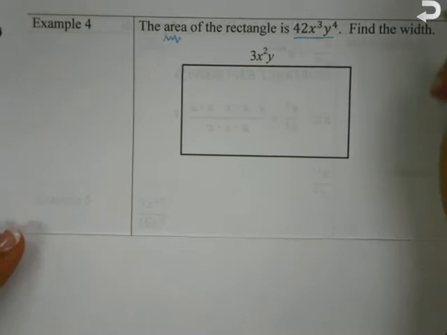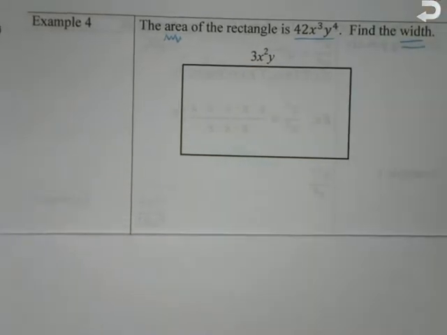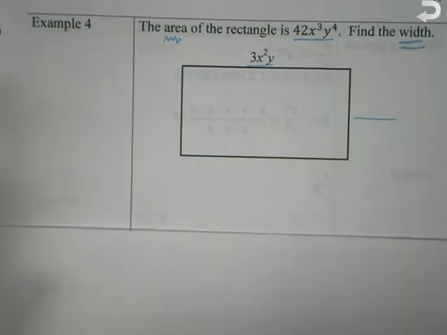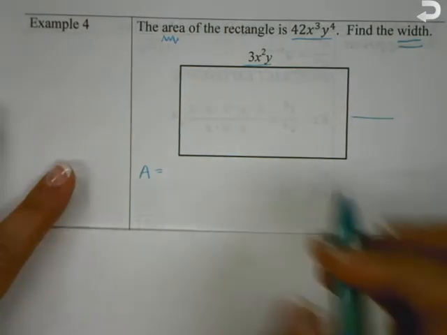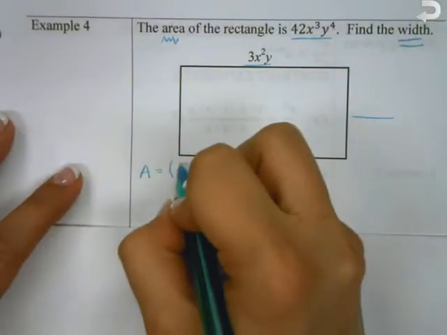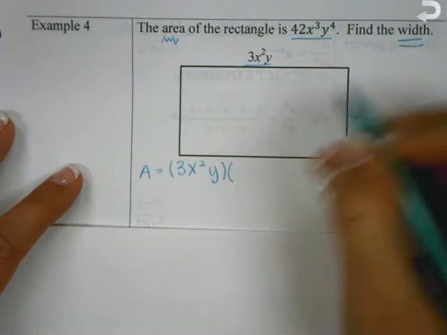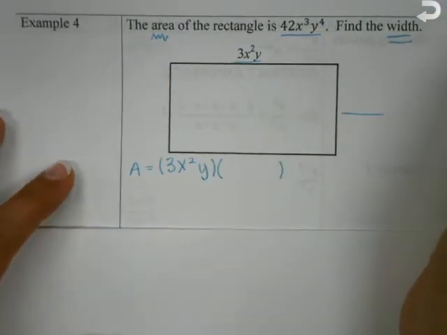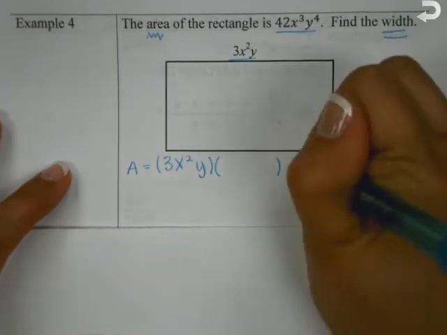Okay, guys. So, they give us the length here. We want the width. What I want you to do, area is equal to length times width, right? So let's write the length in, 3x squared, y, times the width. Let's just leave a blank set of parentheses for the width. What's the answer? 42x to the third, y to the fourth.